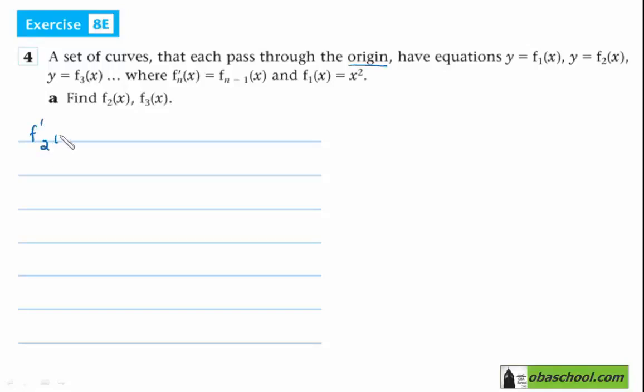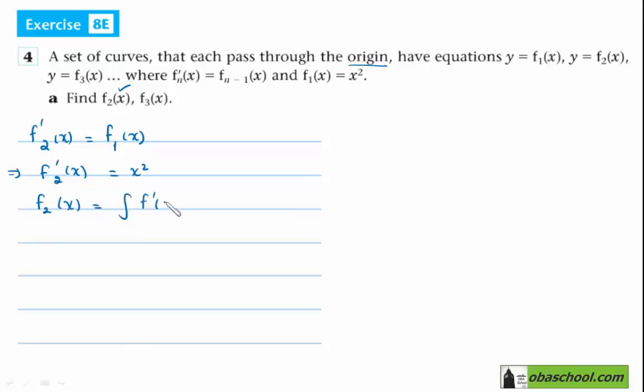Then we can say f2 prime of x, if we substitute in the formula given, is going to be equal to f n minus 1, which is 2 minus 1, that is f1 of x, and f1 of x is given. Therefore, f prime 2 of x equals f1 of x, that is x squared. Now we can find f2 of x because we have its derivative.